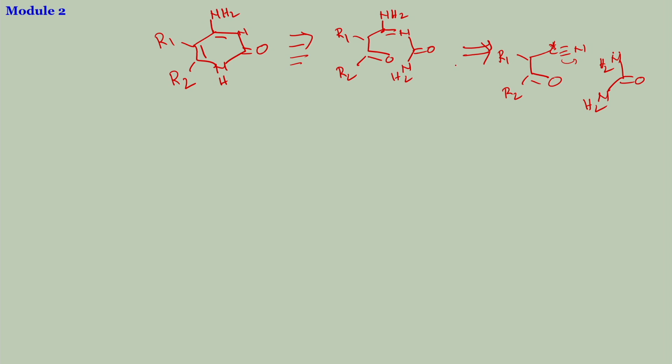Instead of writing a single arrow, we represent the previous step in this fashion. This means that you are going in the backward direction, not the forward direction. So, now let us go in the forward direction. If you start with the cyanide and the urea, do you get the cytosine compound?